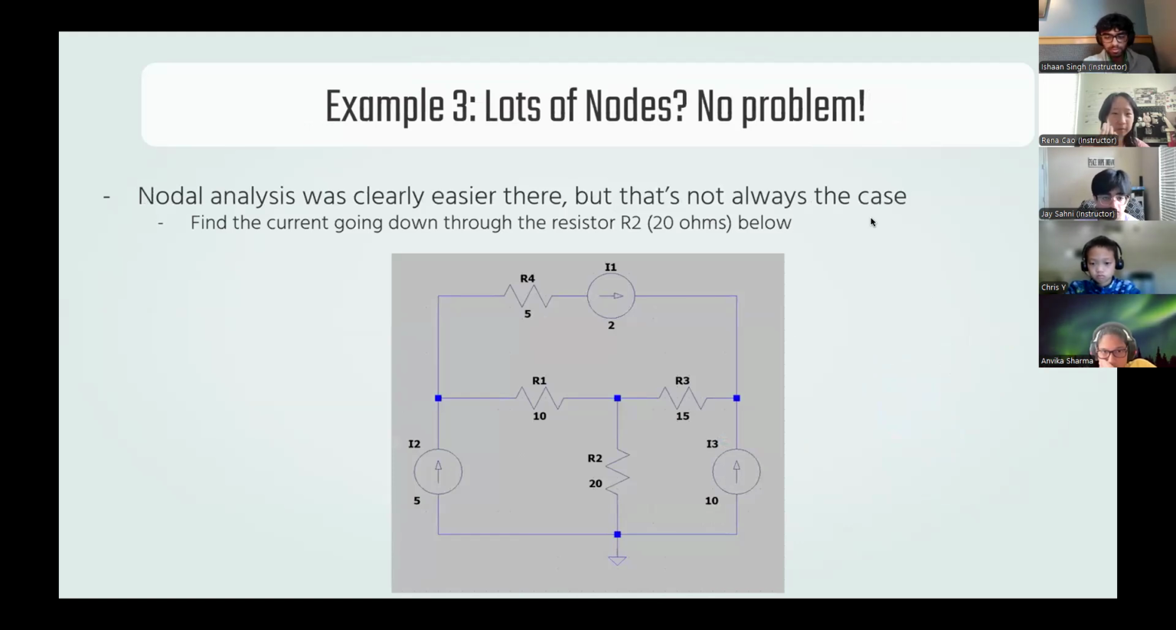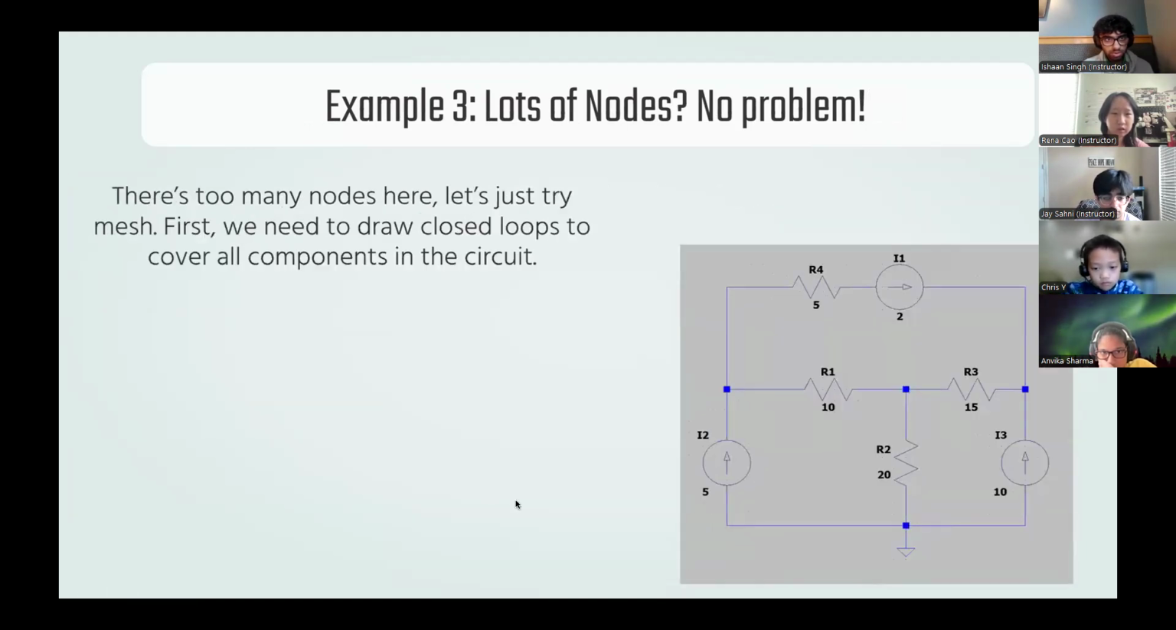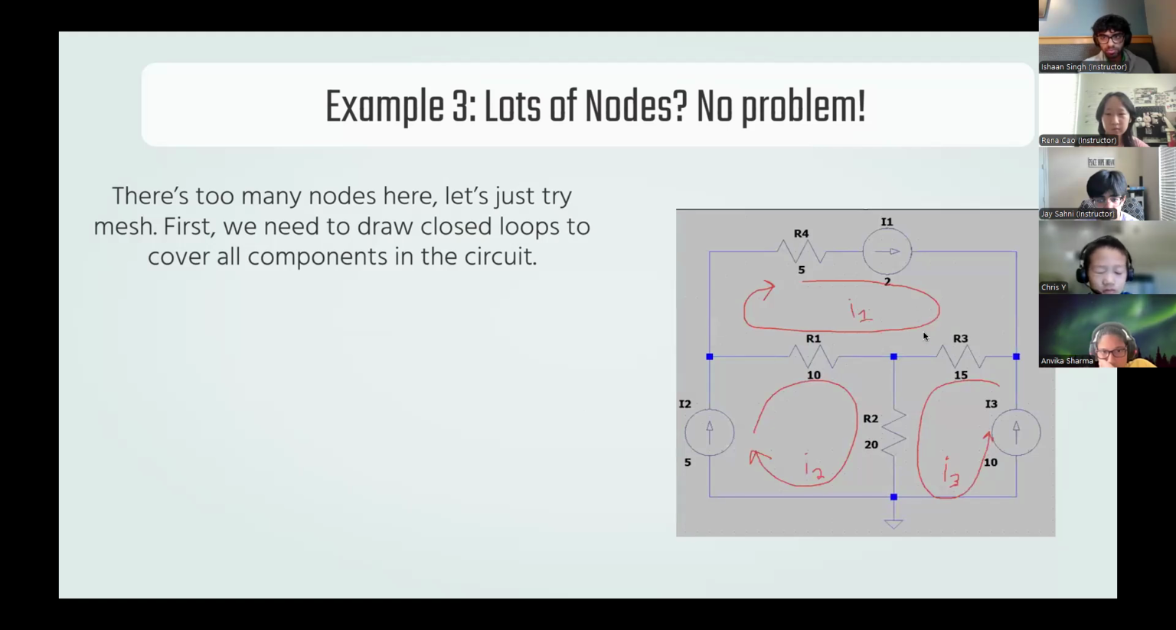Example 3, so nodal analysis was clearly easier there than mesh, but that's not always the case. So we can try this one, and we're gonna find the current going through resistor 2 below. So there's way too many nodes here, right? It's going to be really confusing if we try to find all the voltages through them. So we're just going to use mesh. And first we got to draw closed loops to cover all the components in the circuit. So these are our loops. Is anyone confused on the loops?